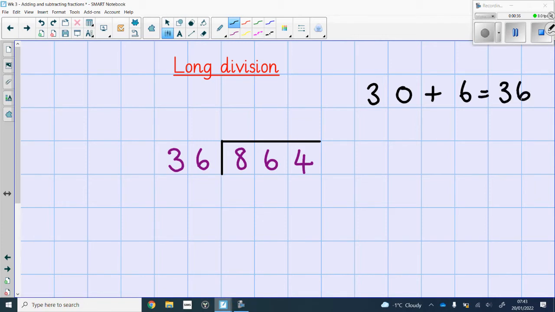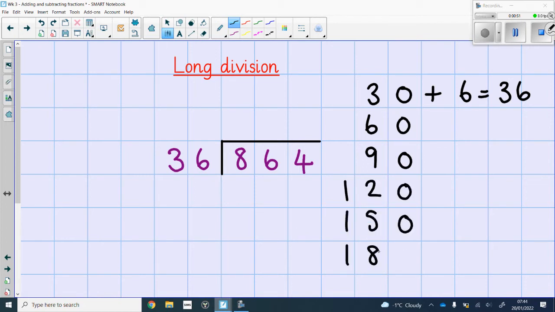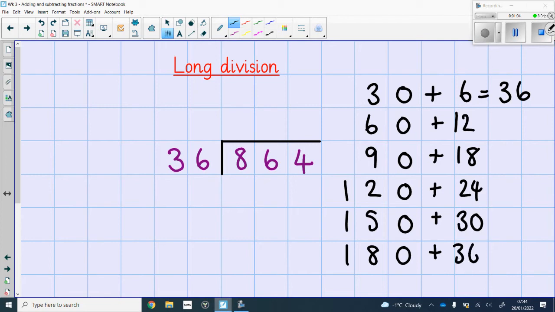And now they can write out their 30 multiplication tables, our 30 times tables. So I know that 3, the next digit would be 6, so 30 must be 60, and then 90, 120, 150, 180. Then we need our 6 times tables, our 6s, which is 6, 12, 18, 24, 30, and 36.